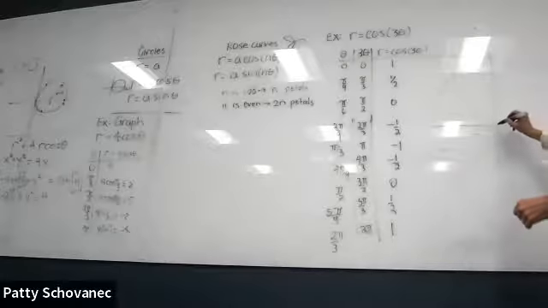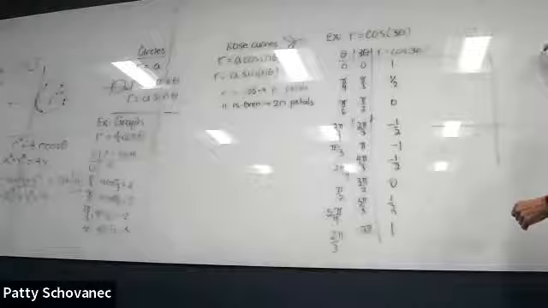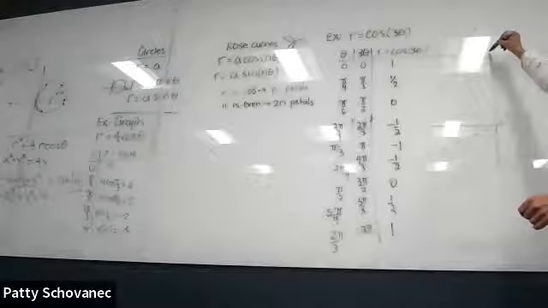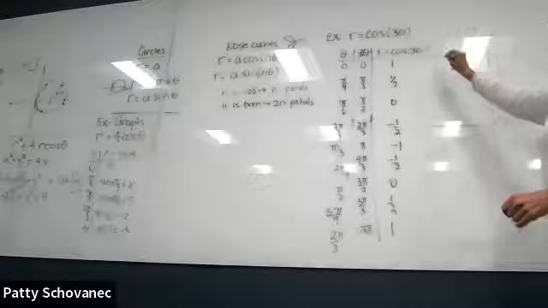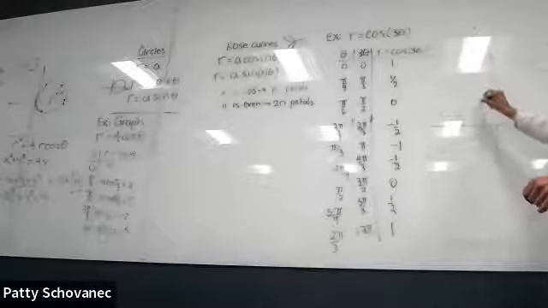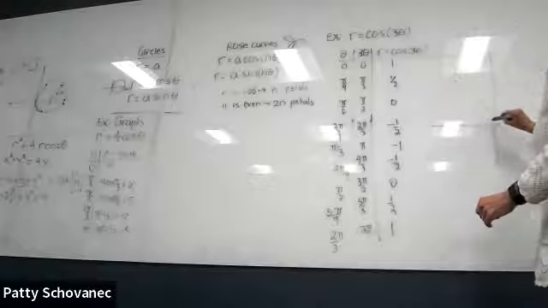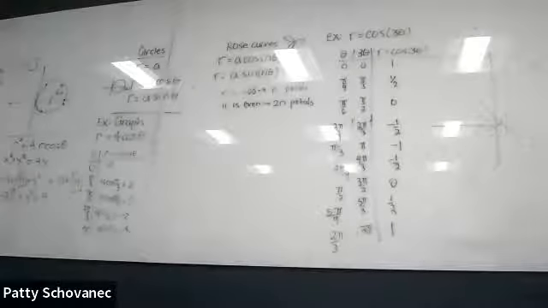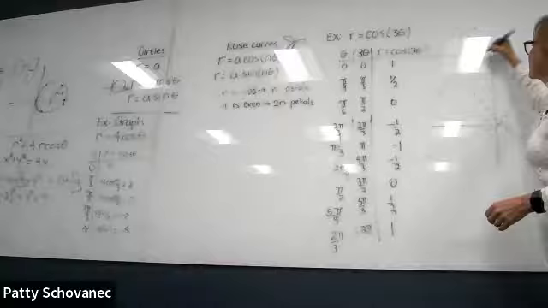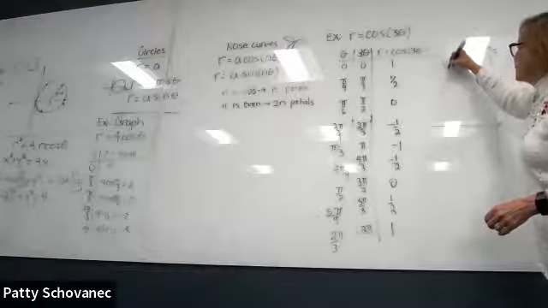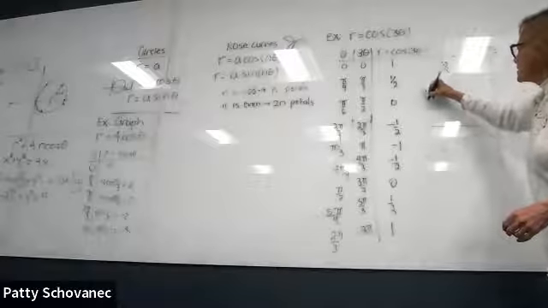That's 1 pi sixth. 2 pi sixths is the same as pi thirds. 3 pi sixths is the same as pi halves. This is 4 pi sixths, which is the same as 2 pi thirds. And this is 5 pi sixths. So this one was pi sixths. This is pi thirds, pi halves, 2 pi thirds, 5 pi sixths, and pi.